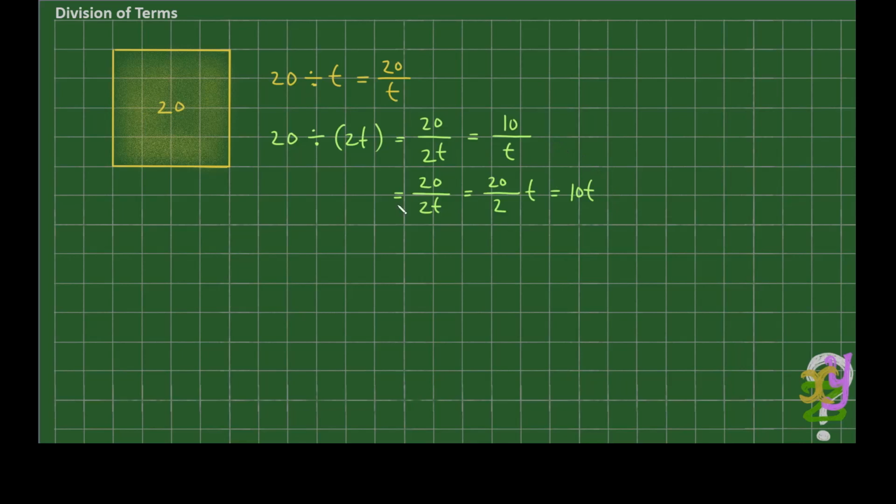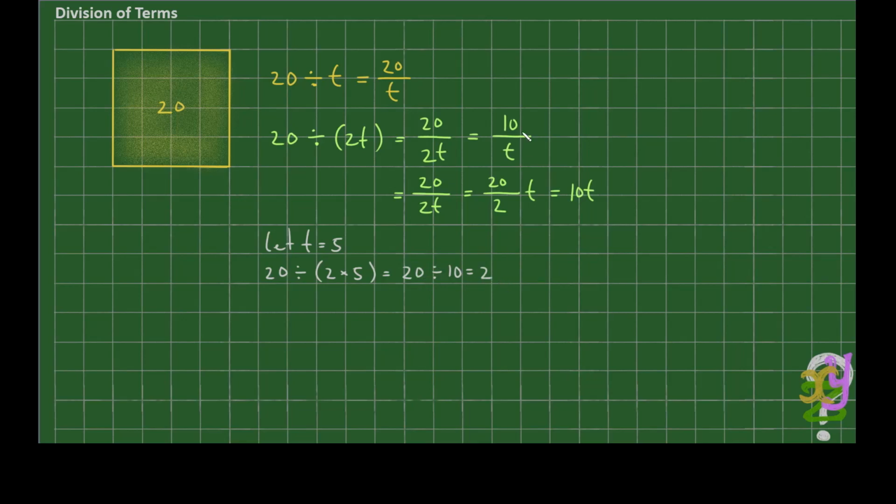Let me test it out. I'm going to say for a moment that t equals 5, and I'm going to see what happens. So firstly, let's deal with it as a simple division. So we have 20 divided by, in brackets, 2 multiplied by 5, because now 5 is t. That will give me 20 divided by 10, which is 2.